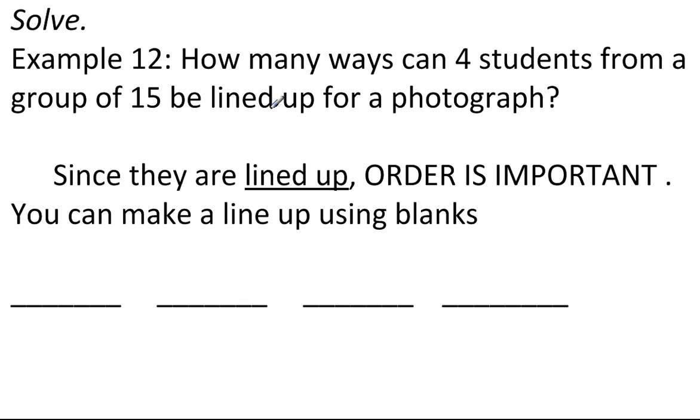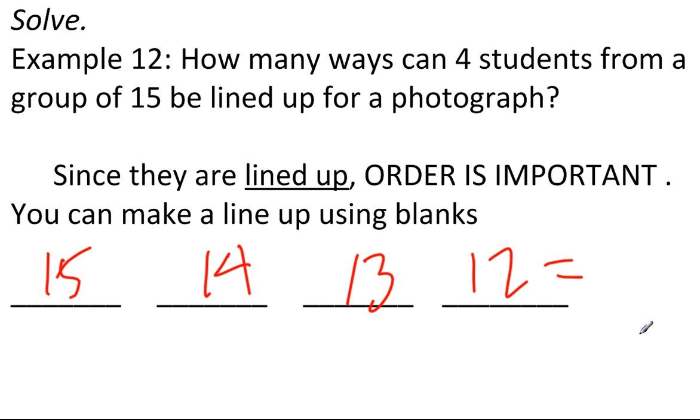Alright, so here we got 4 students we need to line up out of 15. So what we're doing here is we got 15 times 14 times 13 times 12. Multiply all of that ugly mess, and what do we get here? 32760. Ugh.